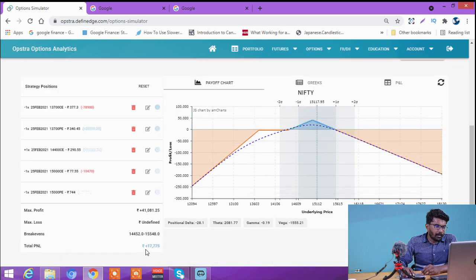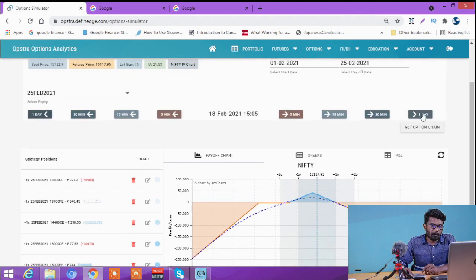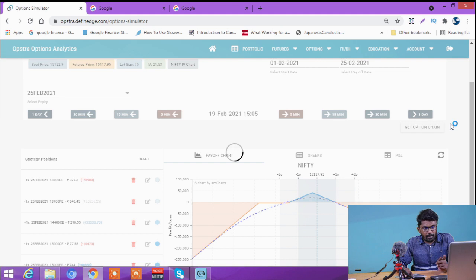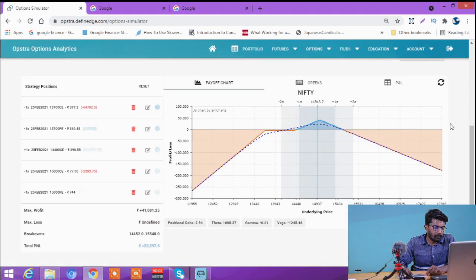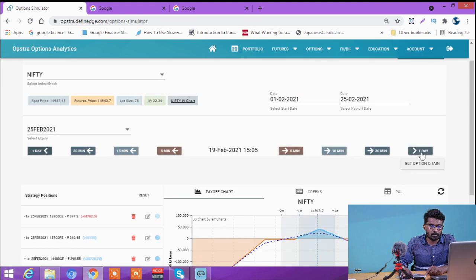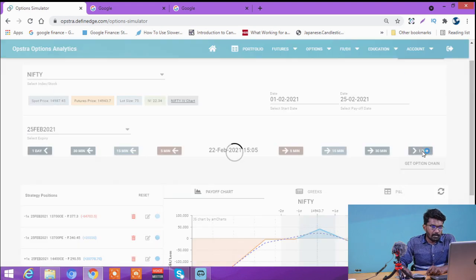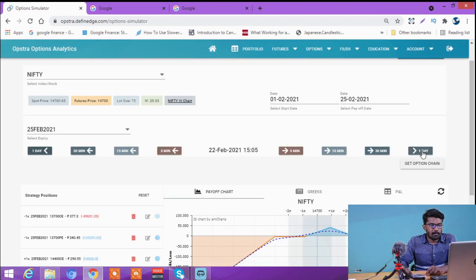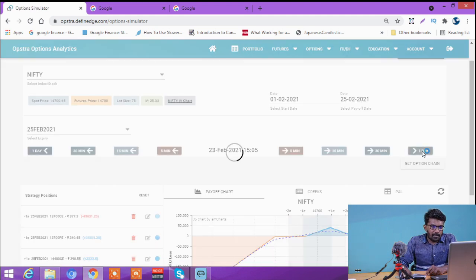On 18th of February, after doing the adjustment, we did the adjustment on 2nd of February. As I told, 1st of February was a budget day. The market took the budget very positively and rallied from day 1 of the month of February. So we are at 19th of February and we'll see what is happening. On 19th of February, this straddle is in a profit of around 22,500, and there are only 3 more trading sessions. So we'll see till the end what is going to happen.